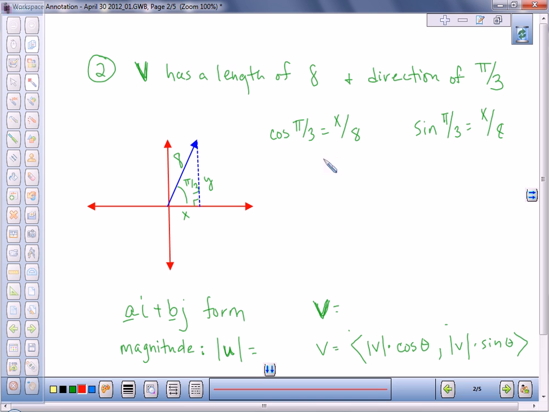Okay, problem number 2. Vector v has a length of 8 and a direction of pi over 3. So I've already sketched the picture for us here. So we have this angle of pi over 3, and that should be familiar to us because it is on the unit circle. So to find x, it's cosine of the angle equals x over 8. To find the y, this is going to be our opposite side. So we're going to do sine, and this should be y over 8.